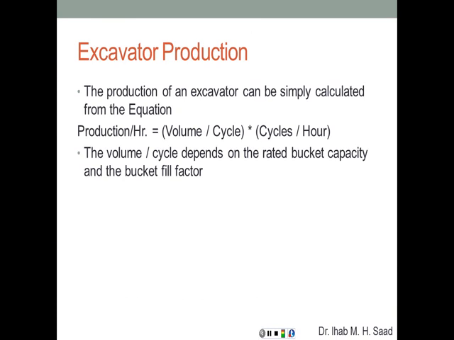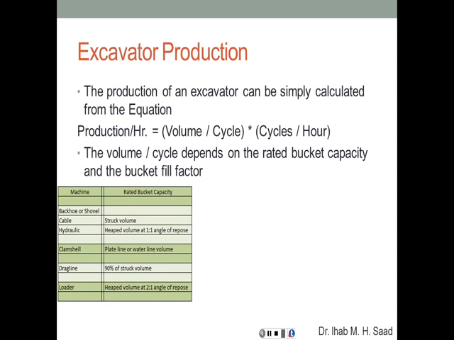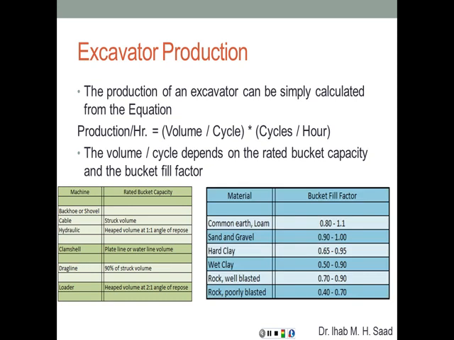The volume per cycle depends on the rated bucket capacity and the bucket fill factor. So there are two major elements here: rated bucket capacity, which is the size of the bucket, and the bucket fill factor, how far can you fill it. And here we have a couple of tables that show for different types of machines what would be the rated bucket capacity, and for different types of materials what would be the bucket fill factor.